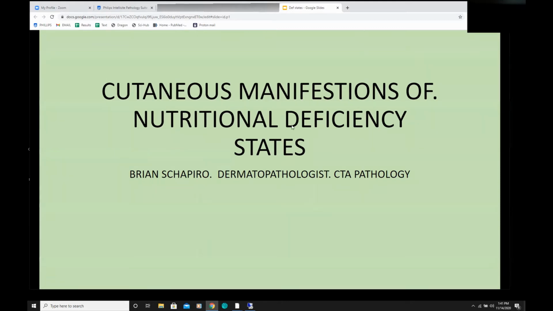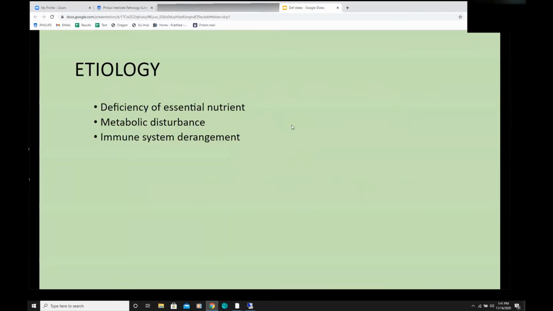So let's start with this chapter and look at the etiology of this. And the etiology is usually a deficiency of an essential nutrient or vitamin, but other causes of similar clinical and pathologic findings can be a metabolic disturbance where there's problems with absorption, or immune system derangements, which also can lead to deficiency states.